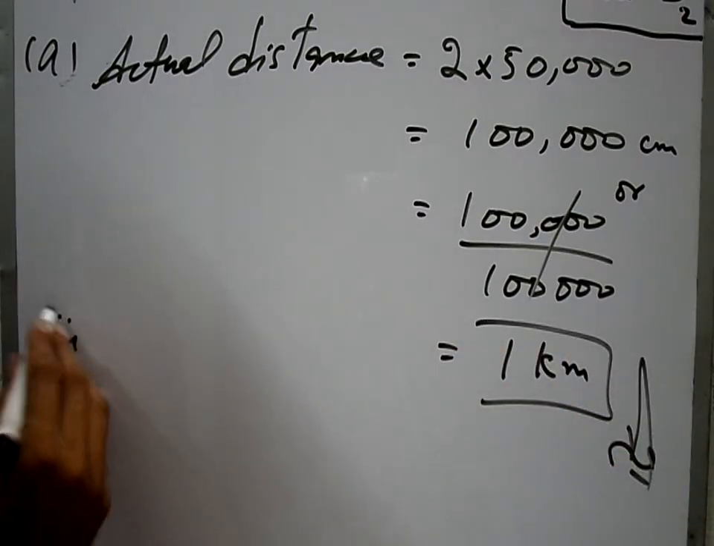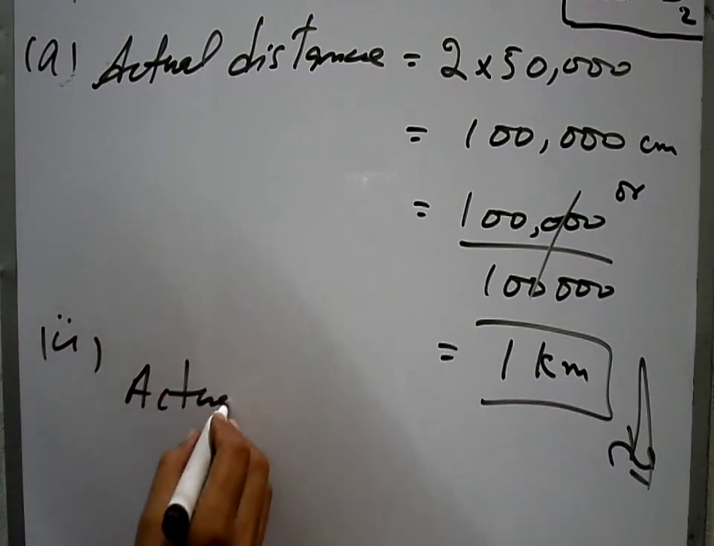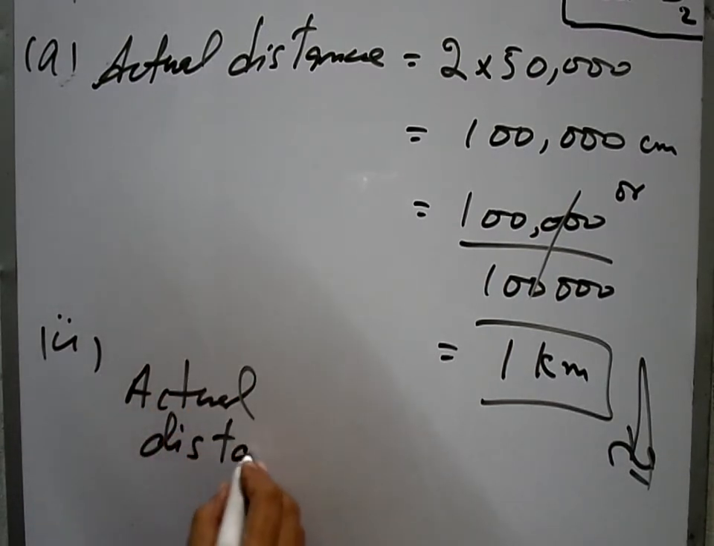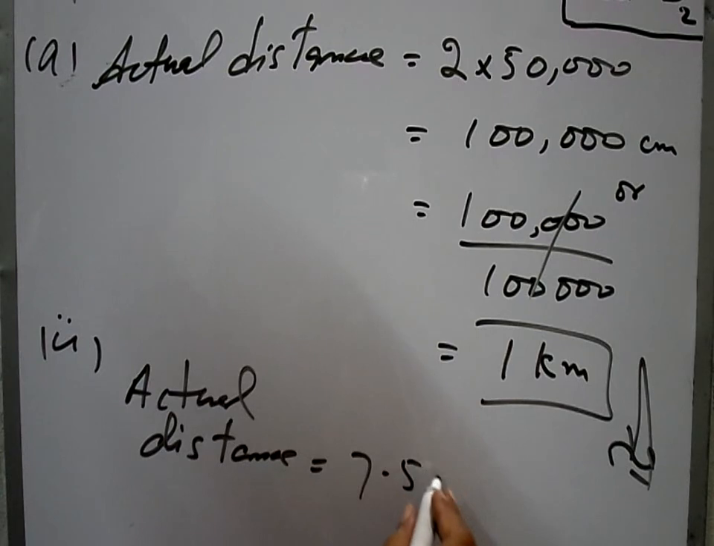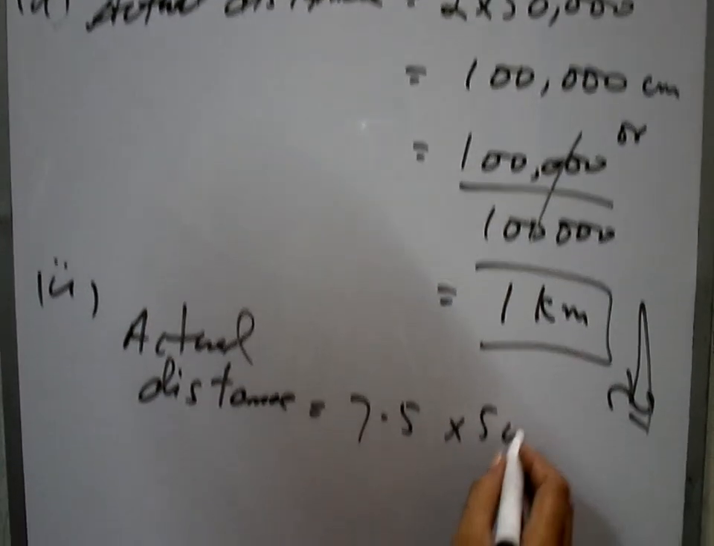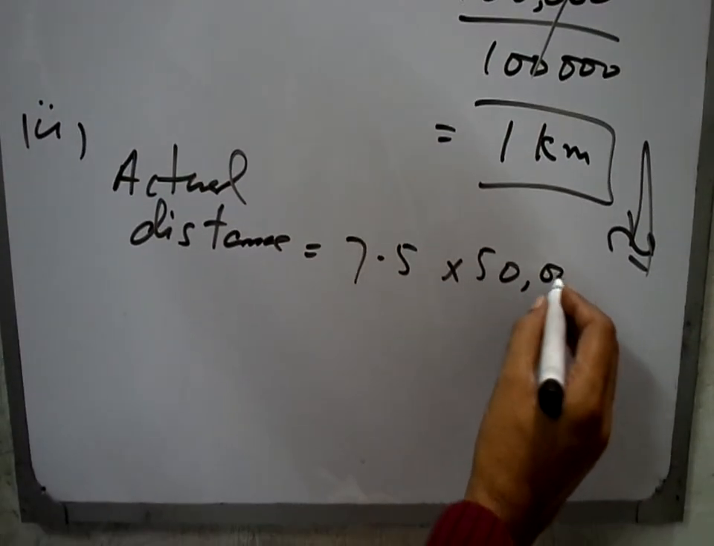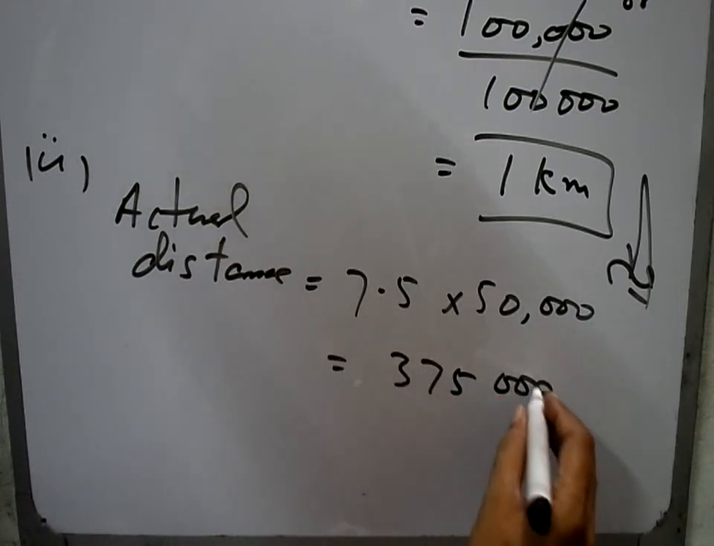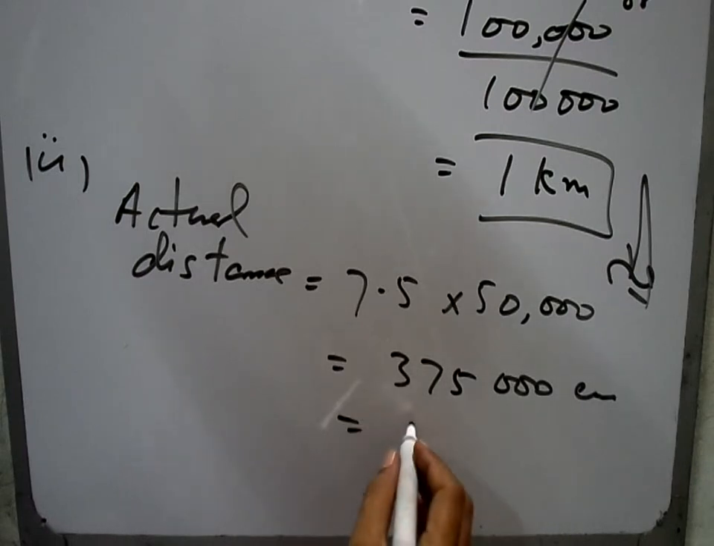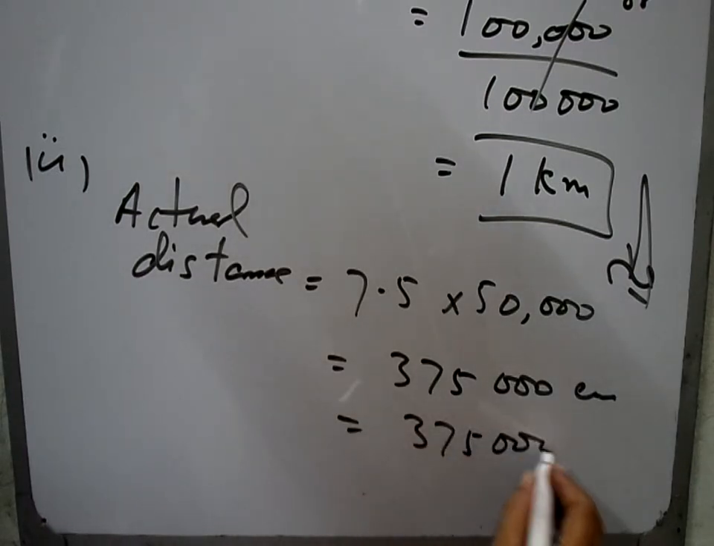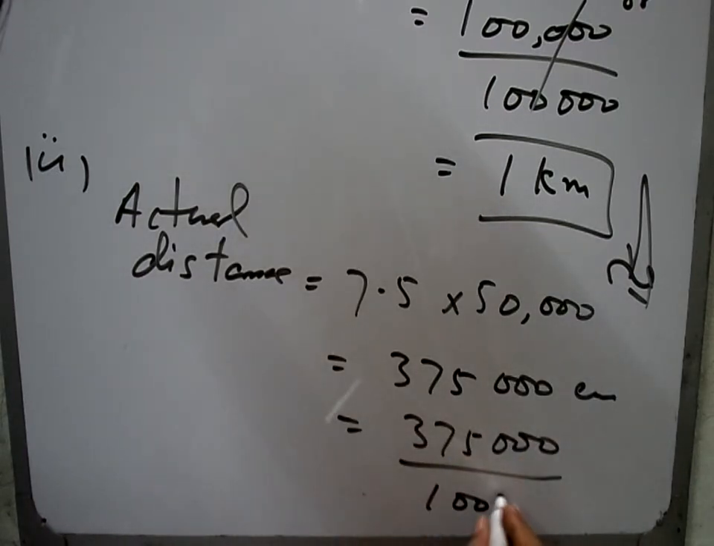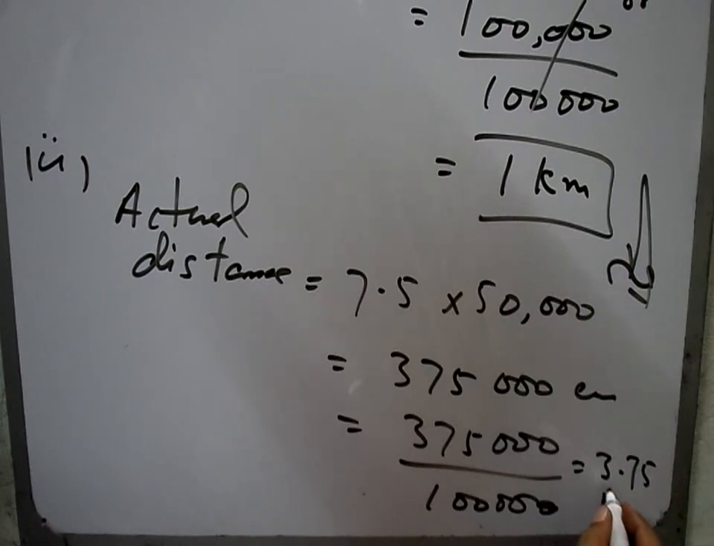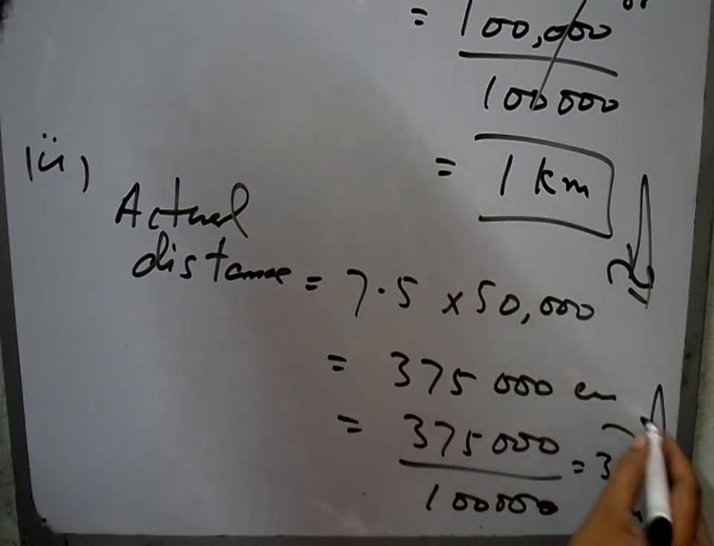So in B portion, actual distance will be 7.5 centimeters, so multiply by 50,000, so you will get 375,000 centimeters, convert into kilometer, so divided by 100,000, so you will get 3.75 kilometer. So that is your answer.